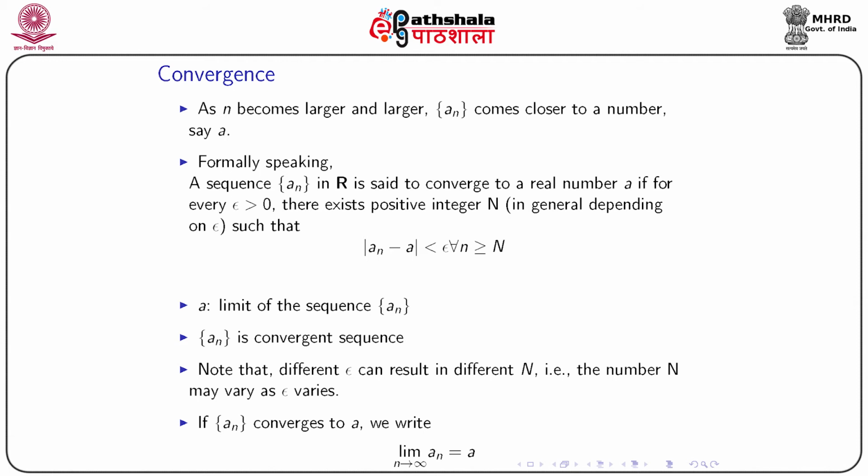Now the choice of capital N depends on the choice of epsilon. Different epsilon can result in different capital N. That is, the number capital N may vary as epsilon varies. We'll show a few examples. So if an converges to a, we write limit n tends to infinity of an is equal to a. That means the limit of the sequence is a, the sequence is convergent and it converges to a point a.